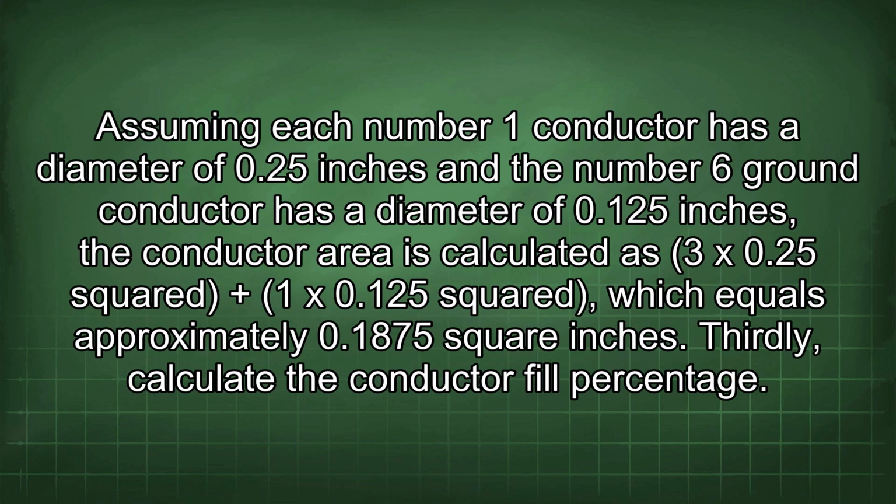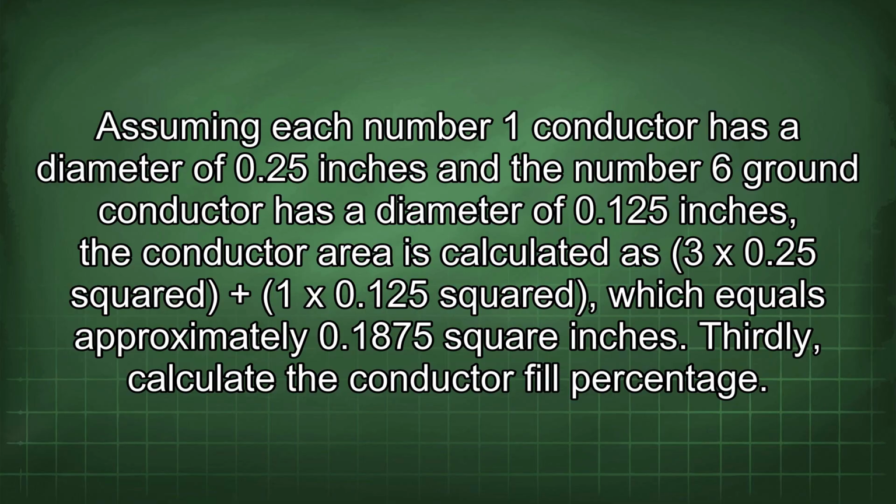Assuming each number 1 conductor has a diameter of 0.25 inches and the number 6 ground conductor has a diameter of 0.125 inches, the conductor area is calculated as 3 x 0.25 squared plus 1 x 0.125 squared, which equals approximately 0.1875 square inches.